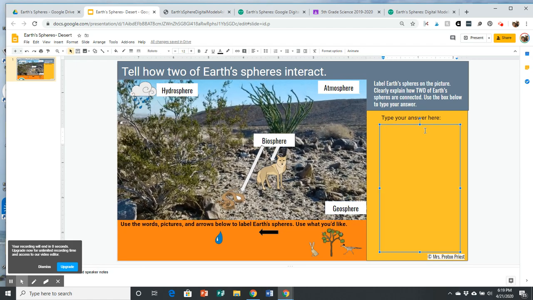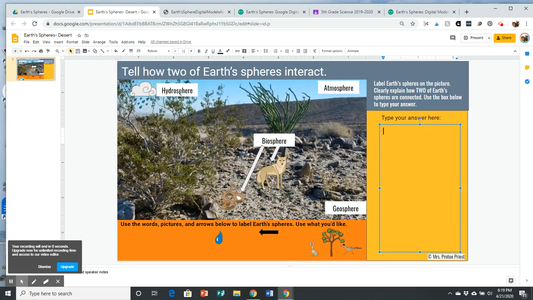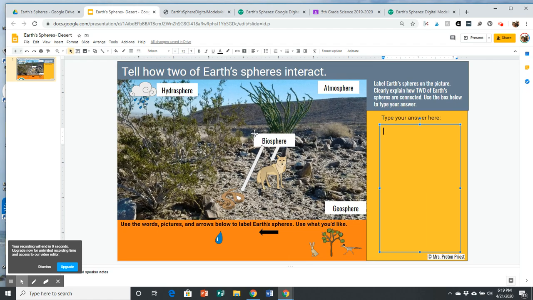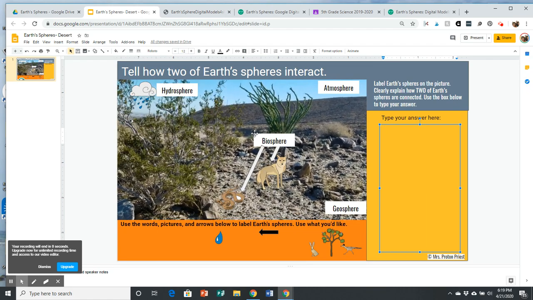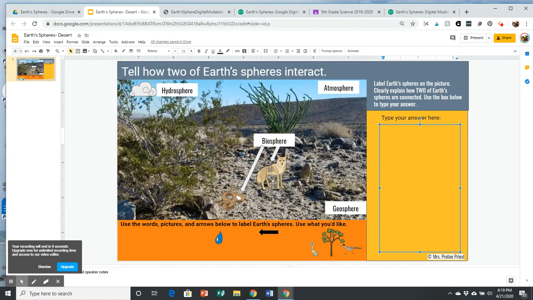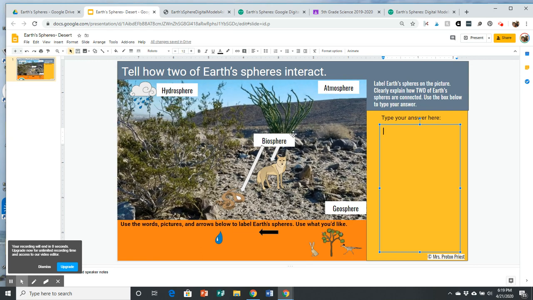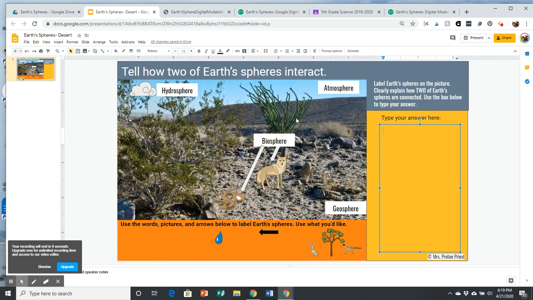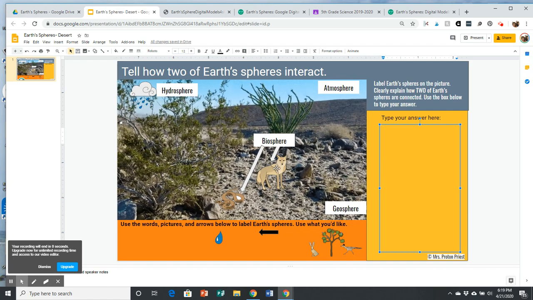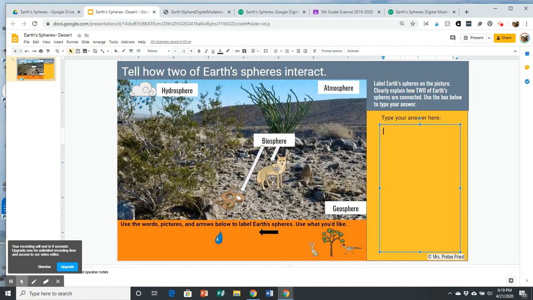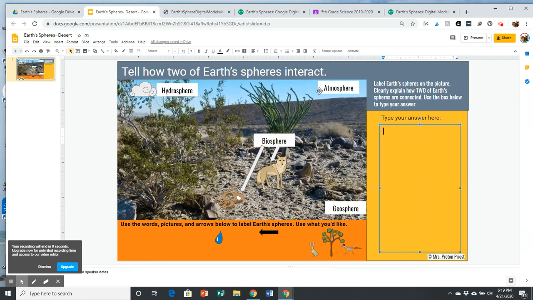So just some ideas. All plants and animals need water. So that would be an interaction between the hydrosphere and biosphere. You could talk about how all plants need water to grow, animals need water to survive. So that could be an interaction. You could also talk about the atmosphere and biosphere being related by plants bringing in carbon dioxide and letting off oxygen, and animals taking in oxygen, like us, and breathing out carbon dioxide. And that's an interaction between the biosphere and atmosphere.